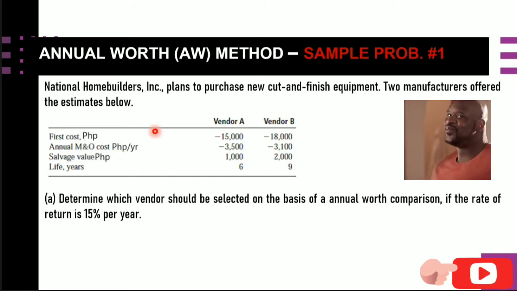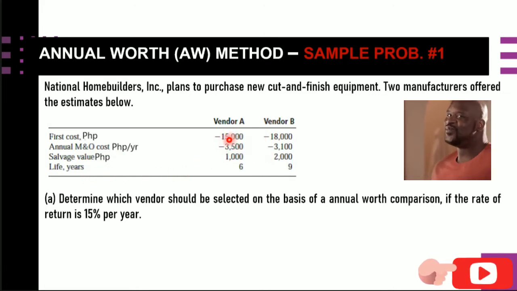Okay. So the National Home Builders Incorporated plans to purchase new cut and finish equipment, and the manufacturers offered the estimates below. So for vendor A and vendor B, we have their corresponding first cost, the annual maintenance and operation, their salvage value and life, respectively.